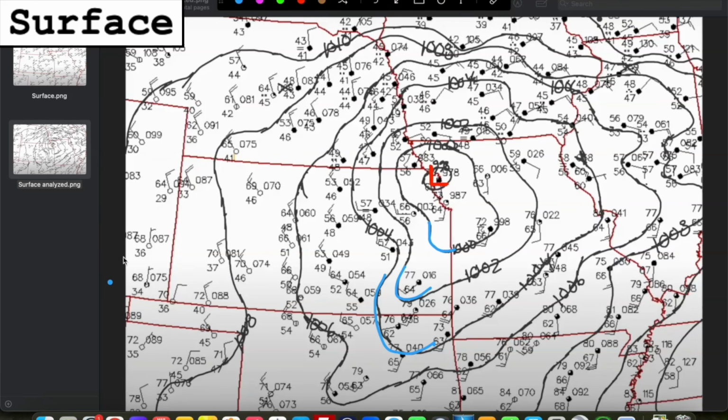It acts kind of like a ski jump. These pressure tongues are areas where the isobars stick out a little bit like this. That is a classic sign of a frontal zone. We also have some evidence of a frontal zone through wind shifts.